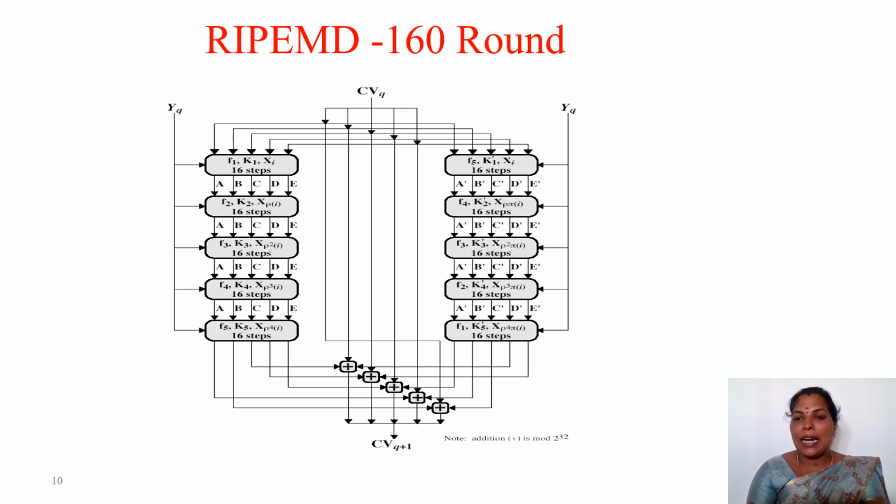10 rounds parallelly it is used, but in MD5 the round function is different. Here it is different. This is the only difference between MD5 and RIPEMD-160. Let us see the compression function of this.